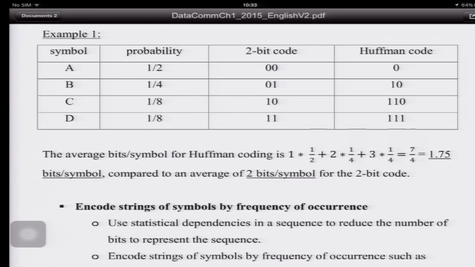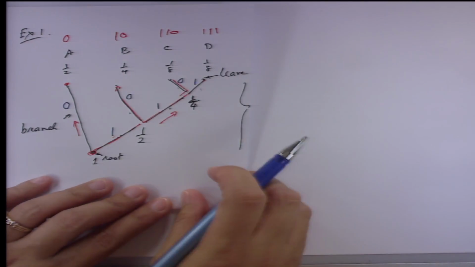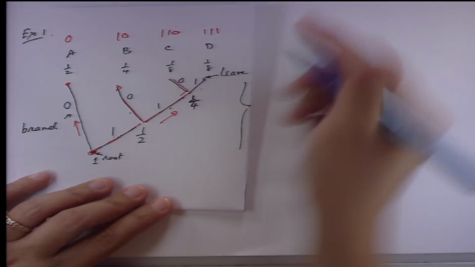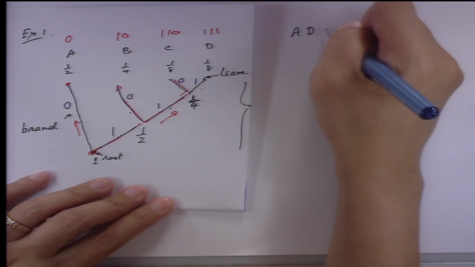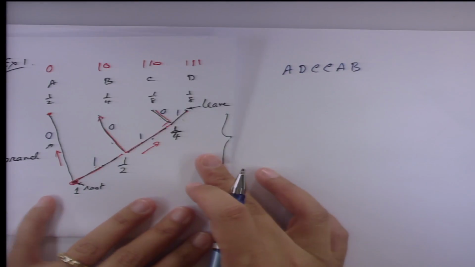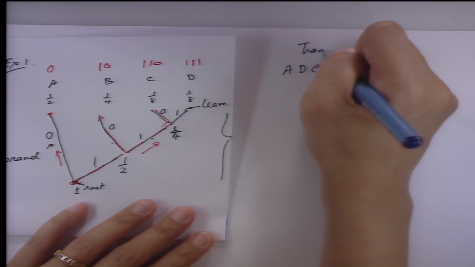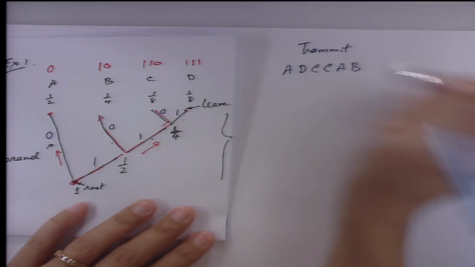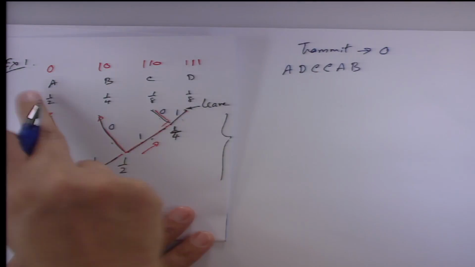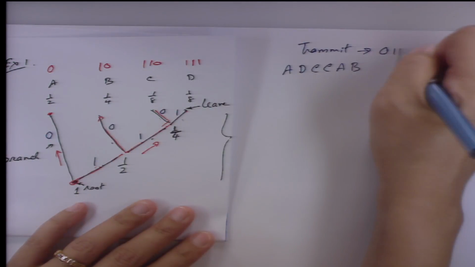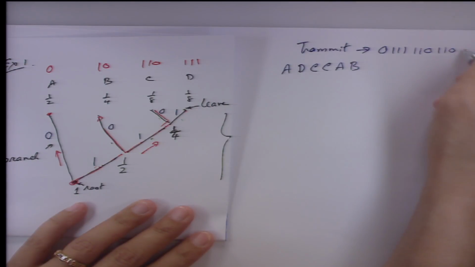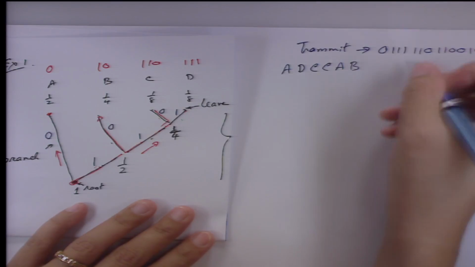Now let's look at another example. Suppose I want to transmit A, D, C, C, A, B. So what do I actually have to transmit? A is 0, D is 1, 1, 1, C is 1, 1, 0, C is 1, 1, 0, A is 0, B is 1, 0. Okay, so I transmit this.